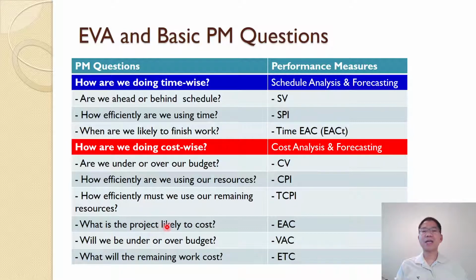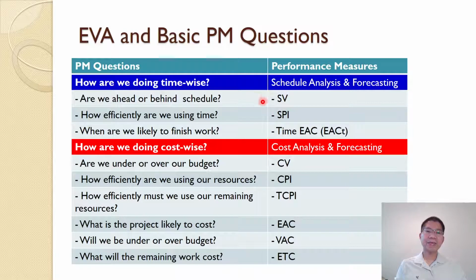What is the project likely to cost? EAC, estimate at completion. Will we be under or over budget? VAC, variance at completion. What will the remaining work cost? ETC, estimate to completion. So those are the questions. The last 4 questions on the cost side, and the last question on the time side, time estimate at completion, we demonstrate in problem 3.